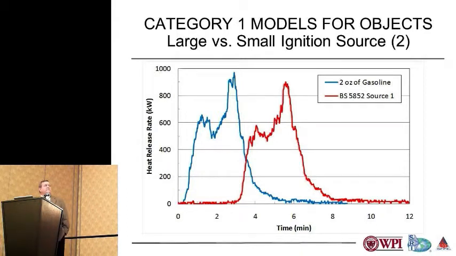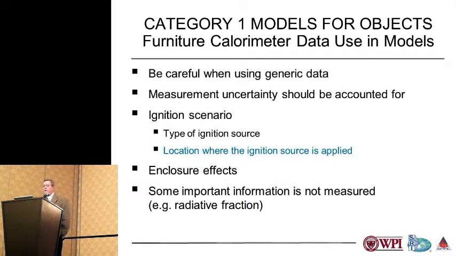The two curves are largely identical. The primary difference between the two is that the red curve is shifted over about 3 minutes. And you would be able to account for that relatively easily in your modeling exercise. Now we have done a series of tests where we assessed the effect of using different ignition sources, and it wasn't always like this. So sometimes you have to be careful with that.